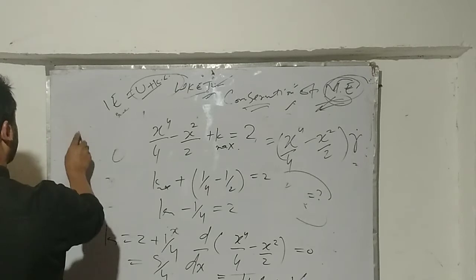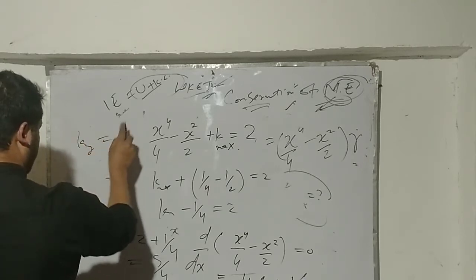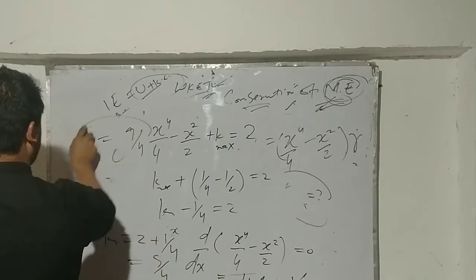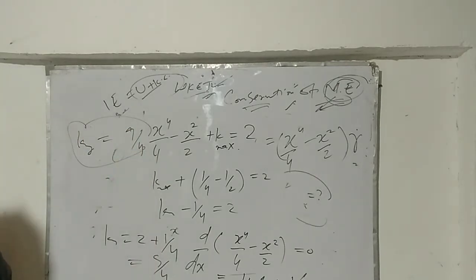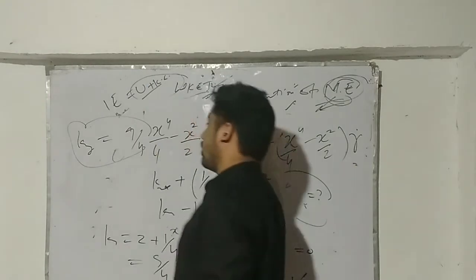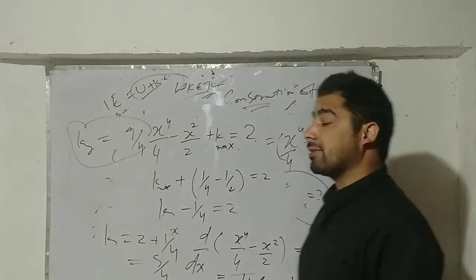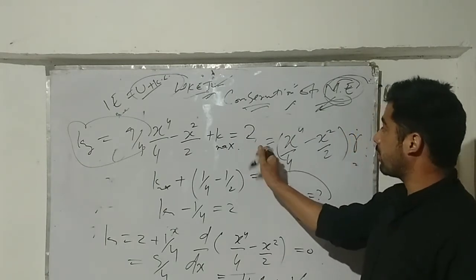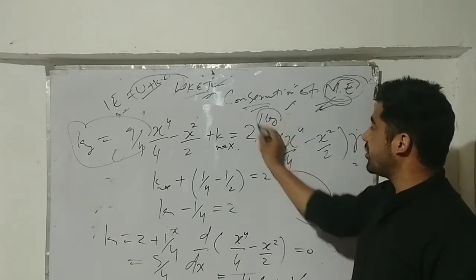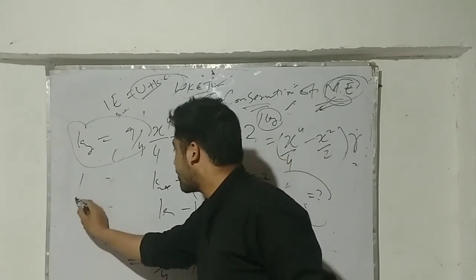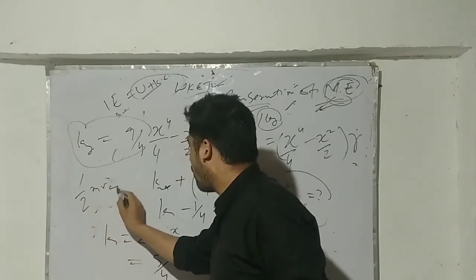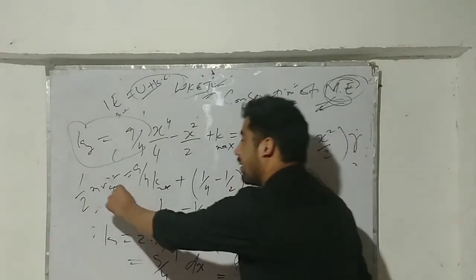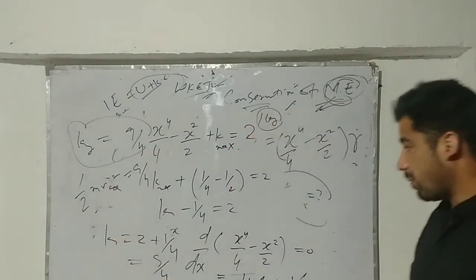So my k max will be 9 by 4. This is the maximum kinetic energy of the given particle. If I want to know the maximum velocity of the particle, I will use the further content given in the question, which was 1 kg of mass. So I will use the definition of kinetic energy, 1/2 m V max square. This way I can find the maximum speed of the particle.